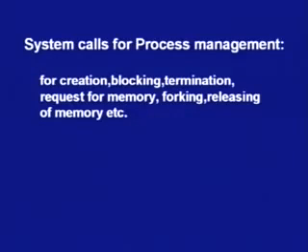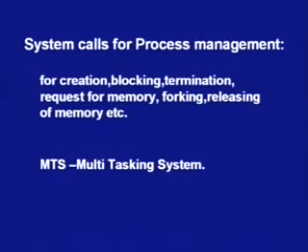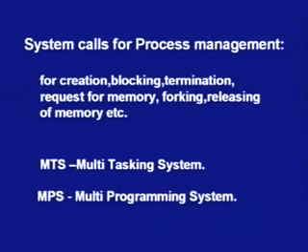The different system calls that are used for managing processes in an operating system are, for example, creating the process. You can block a process, you can terminate a process, you can request for memory, you can fork a process, or the process can release memory, etc. In a multitasking system, therefore, as I said, there are many system calls for creating, blocking, terminating, and requesting for memory, etc. We have two kinds of operating systems. They could be multitasking systems or multi-programming systems. Most of today's operating systems are multitasking, but actually these two words are synonymous. Multitasking is the same as multi-programming.